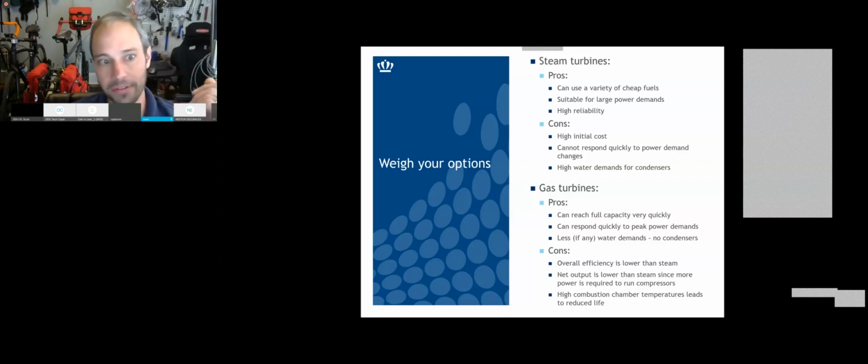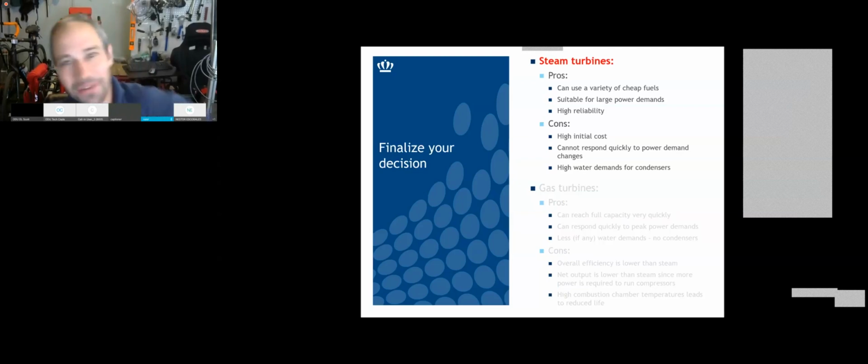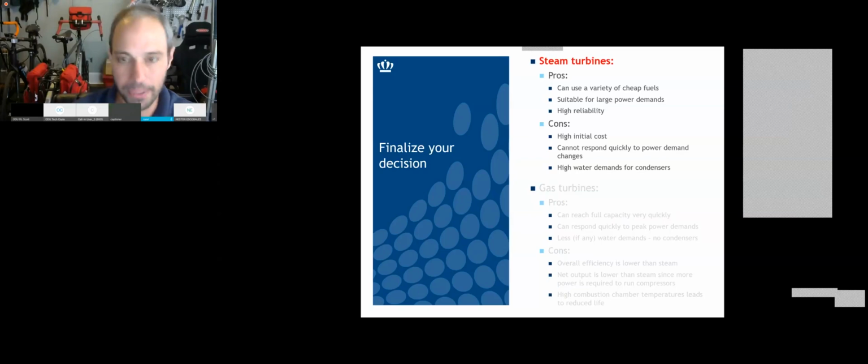We're going to have to weigh our options and finalize our decision. Well, I'm doing it for you. We're doing the steam power plant because that's what we have in the lab. We do have a gas turbine there as well, but I don't have that developed yet for the online activities. So we have the steam power plant, and that's what we're going to do. We're going to pick a steam power plant to look at.